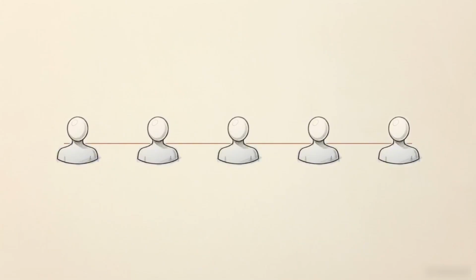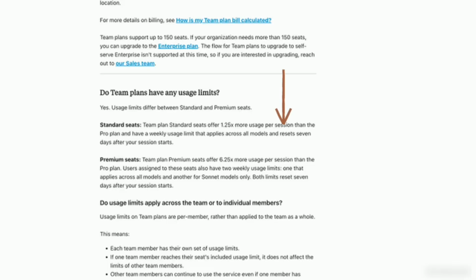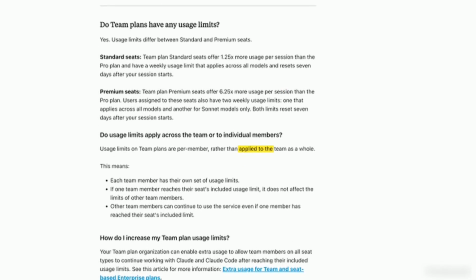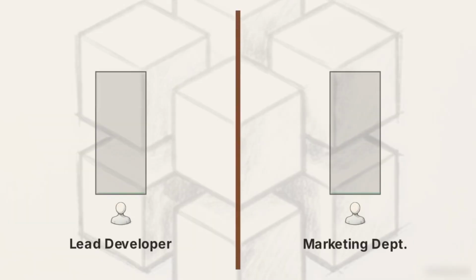The team plan requires a minimum commitment of 5 members. Organizations can assign dual seat types: standard seats offering 1.25 times pro usage, and premium seats giving power users 6.25 times pro usage. But here is the critical restriction. Usage is strictly metered on a per-member basis. In practice, this means your capacities are siloed.